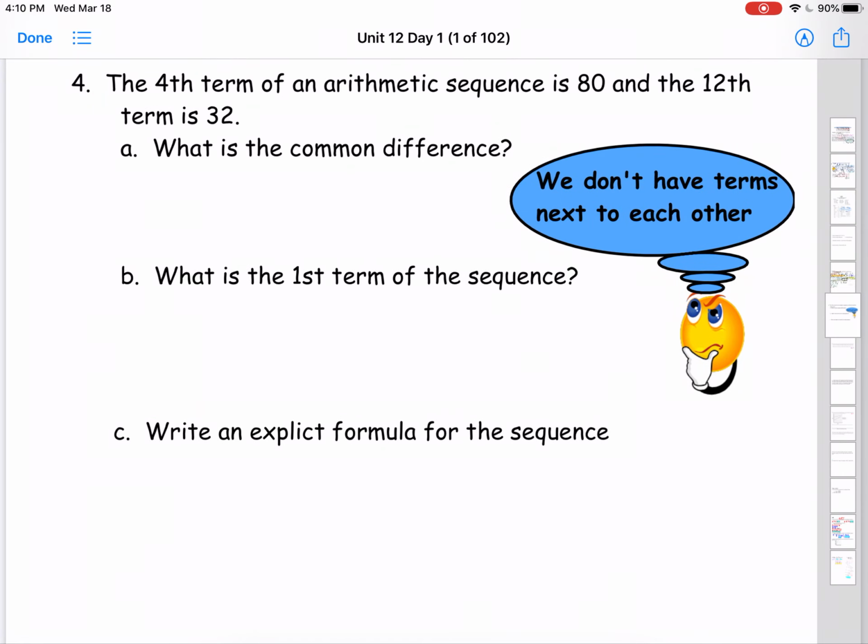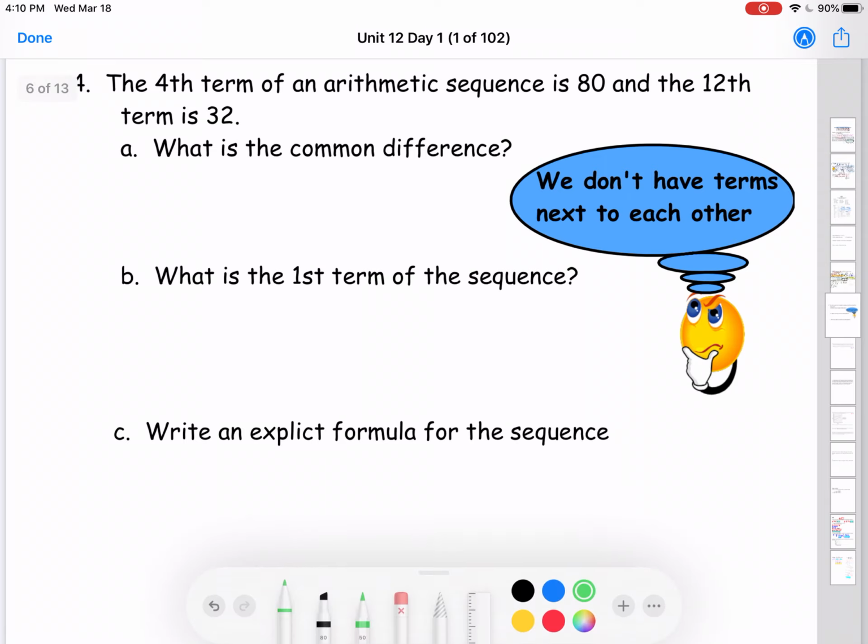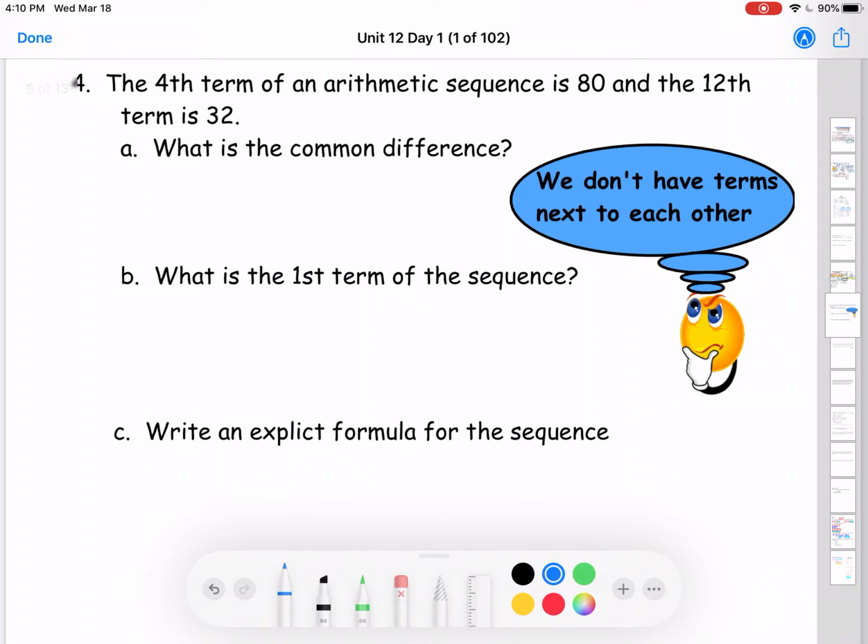All right, so what if the terms are not right next to one another? So let's take a look. It says the fourth term of an arithmetic sequence is 80. So the fourth term is 80. And the 12th term is 32. So the 12th term is 32. And they want me to find the common difference.